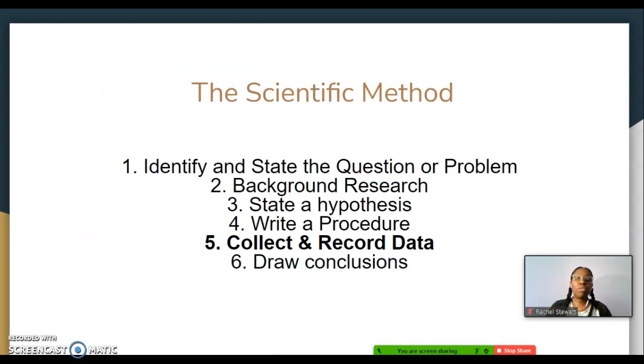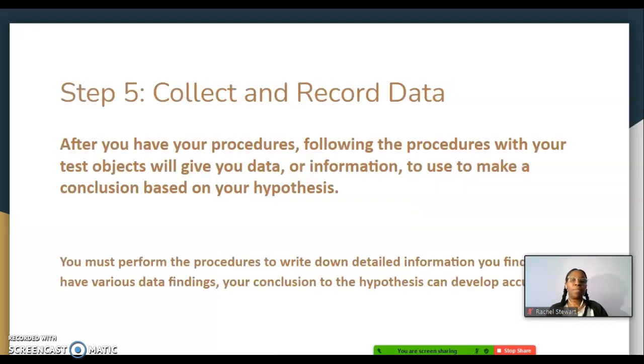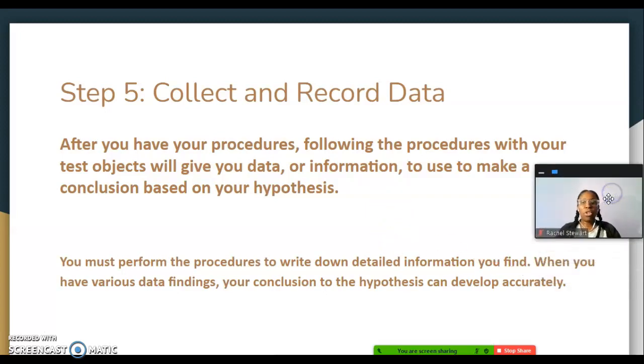All right, so now, since we are collecting, after we write our procedure, we must collect and record data. The following procedures with your test objects will give you data or information to use to make a conclusion based on your hypothesis. Okay, let me move my picture out of the way. You must perform the procedures and write down detailed information you find when you have various data findings. Your conclusion to the hypothesis can develop accurately.